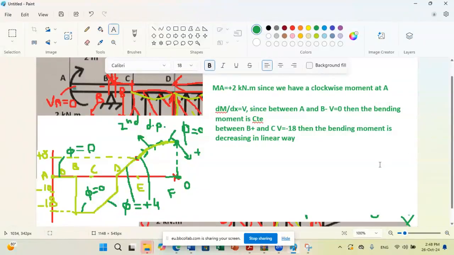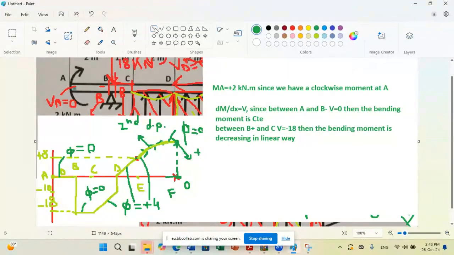Okay, let us start to draw the diagram to understand how we can go through it step by step. So now I want to draw the bending moment diagram.